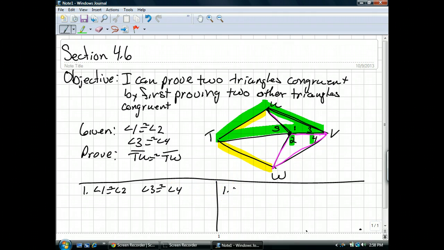And we know that because it was given. Okay? Then remember what I want to do is I want to prove this triangle congruent to this triangle, because I know that this is congruent to this is congruent to that. So I have two angles, so I need a side. And so by reflexive, I can get that side, SV, congruent to itself. So my next line then is segment SV is congruent to segment SV by reflexive.